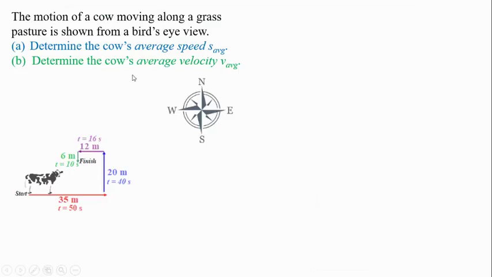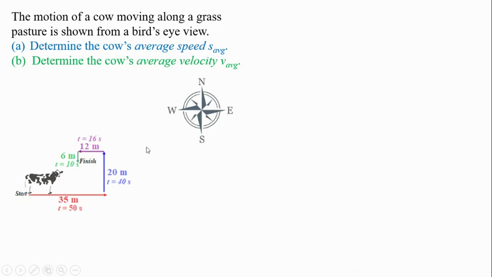So in this particular average speed, average velocity problem, you have a cow moving in a two-dimensional grid. It's shown from top view, aka bird's eye view. All right, so let's go ahead and get to it. Part A asks us to find the average speed. Part B asks us to find the cow's average velocity.